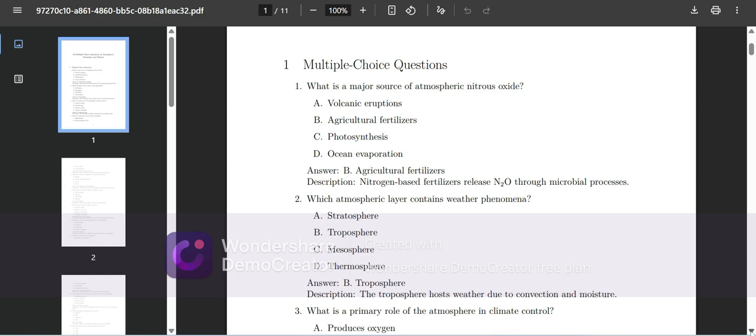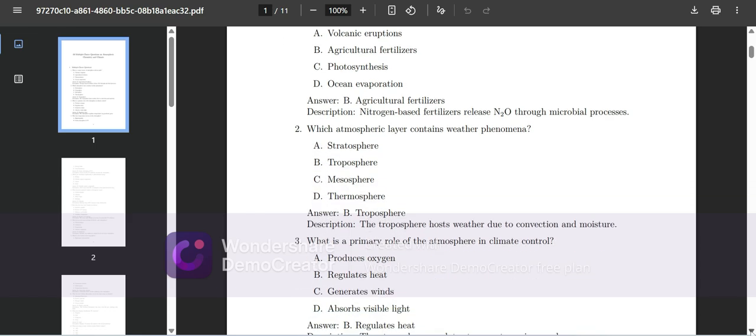Multiple choice questions. What is a major source of atmospheric nitrous oxide? Agricultural fertilizers. Nitrogen-based fertilizers release nitrous oxide through microbial processes.